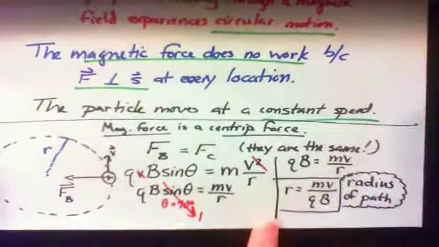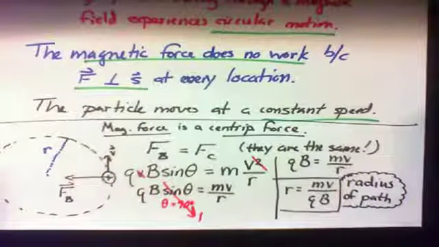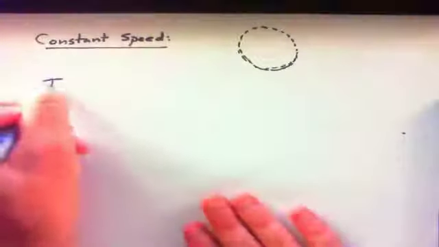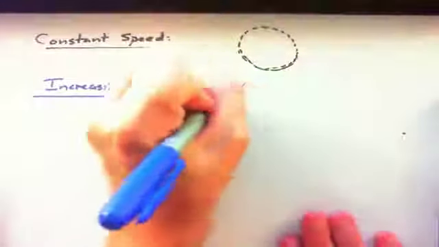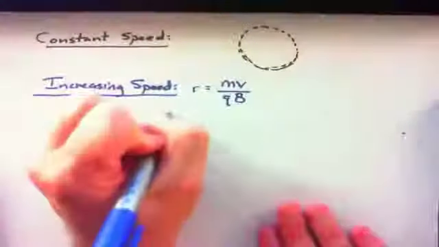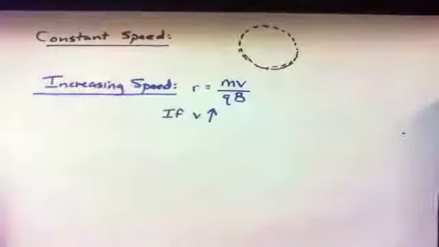Think about one more thing. Let's think about what would happen if you had a charged particle that was moving at a constant speed. Well, that's the case we've already looked at. It just moves in a circle. Now, what would happen if you had a particle that, for some reason, was increasing its speed? Well, let's look at our radius equation. r is equal to mv over qB.